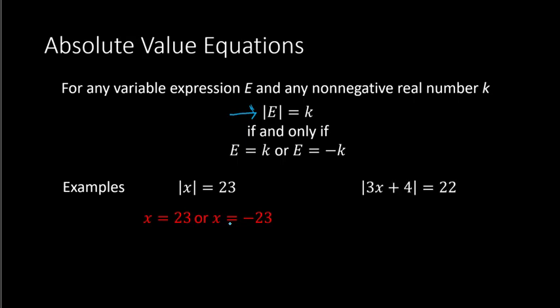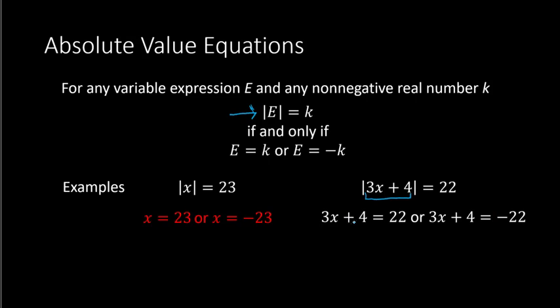Now we're going to increase difficulty a little bit, and now we're going to throw in some other numbers with the x. All right, so here we have the absolute value of 3x plus 4 equals 22. So again, when you're solving an absolute value equation, we take whatever's inside the absolute value and set it equal to a positive and a negative number. So 3x plus 4 could equal a positive 22, or it could equal a negative 22.